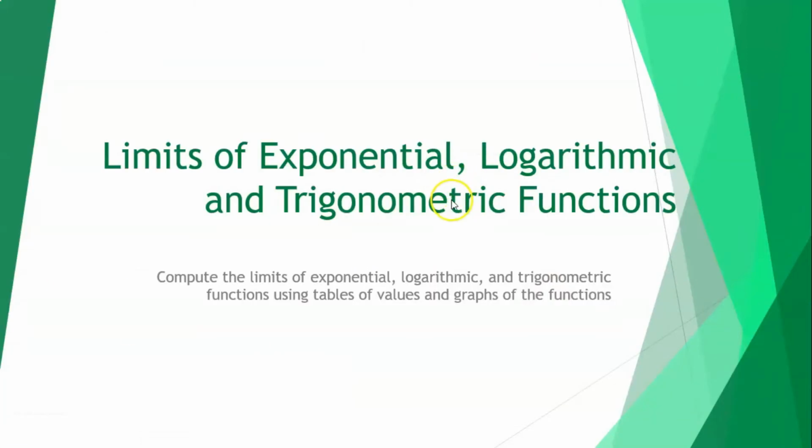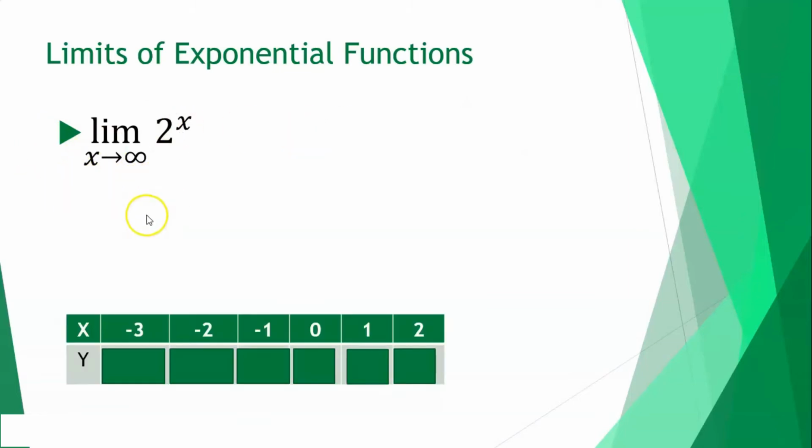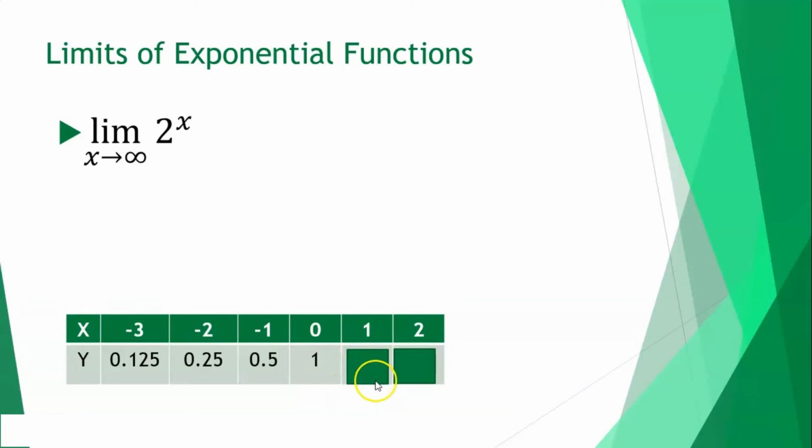Okay, another. The limits of exponential, logarithmic, and trigonometric functions. So the limit of 2 to the power of x as x approaches infinity. So given this, if our x is negative 3, that's 0.125. If our x is negative 2, that would be 0.25. If our x is negative 1, that would be 1/2. If it's 0, then that would be 1. This is 2, and this is 4.